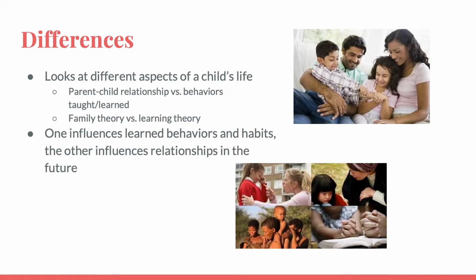Differences, though, they both look at different aspects. So one's a family theory and one's a learning theory. One looks at the parent-child relationship and the other looks at the behaviors taught or learned. So one influences learned behaviors and can help fix a child that's misbehaving or stuff like that, and the other influences relationships and how to build better relationships or knowing your attachment style so you can help figure it out.